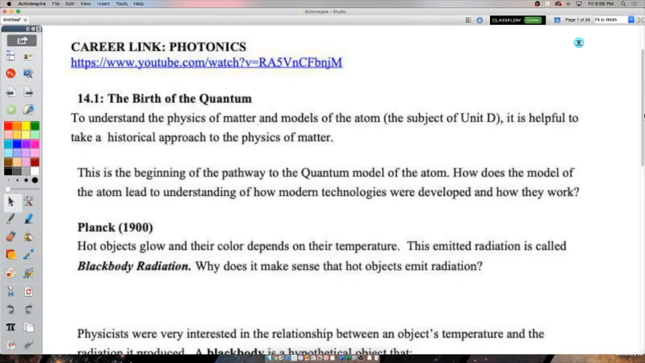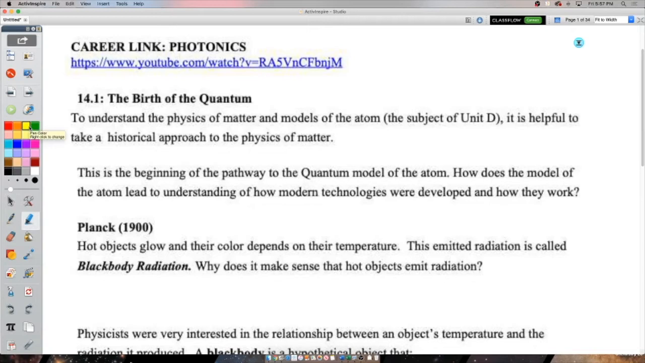And with that, let's jump into chapter 14. So we begin chapter 14 thinking a little bit ahead to where we are going to be in Unit D, which is looking at models of the atom. To really understand where we're going to go then, we have to begin here with the birth of quantum, which you learned in Science 10 as the current model of the atom, all right?